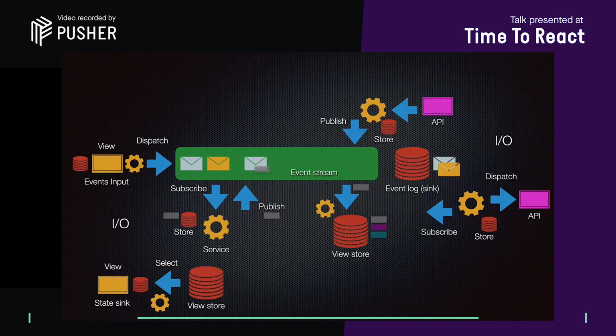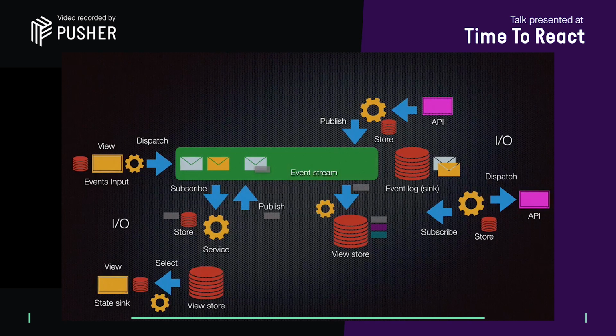The view acts as the input API, dispatching events to the event stream. The view also acts as the output API, selecting events from a materialized view, i.e. the view store. An API service subscribes to the event stream or view store to dispatch API calls to external systems.